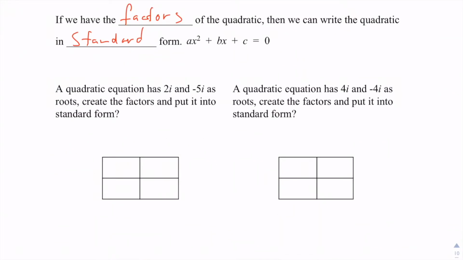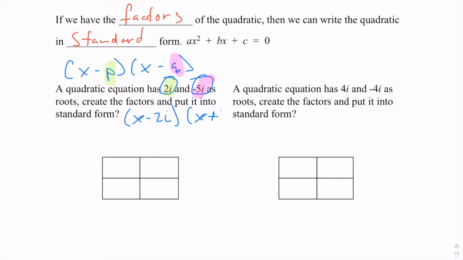The quadratic equation has the roots of 2i and -5i. Create the factors and put it in standard form. And remember, when you do factors, it's of the form x minus p and x minus q, not a. This is my p of 2i, and the q is my -5i. So my two factors are going to be x minus 2i and x plus 5i.